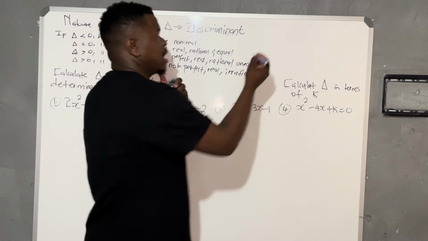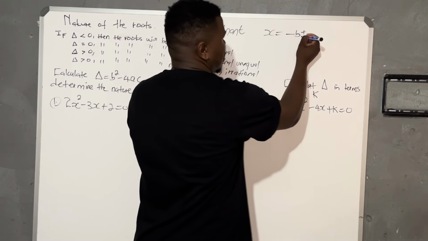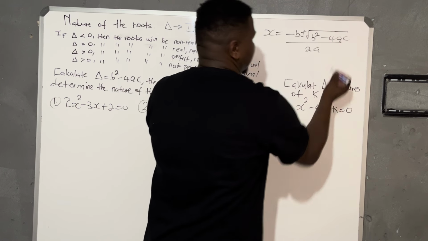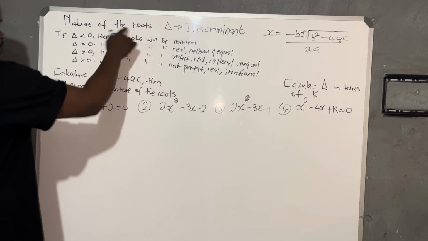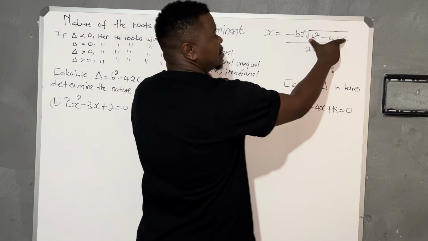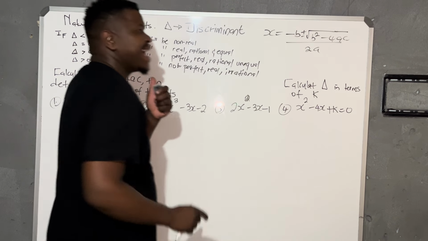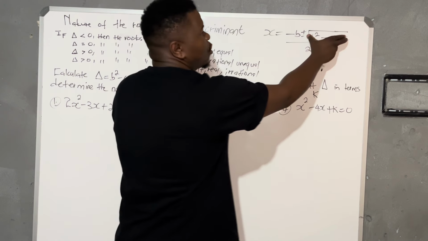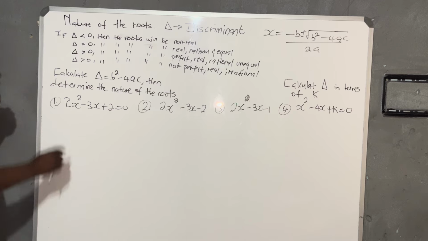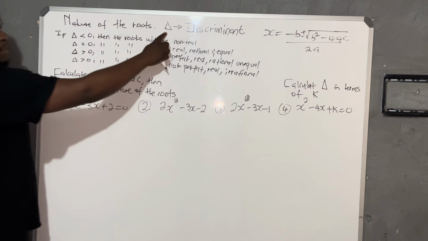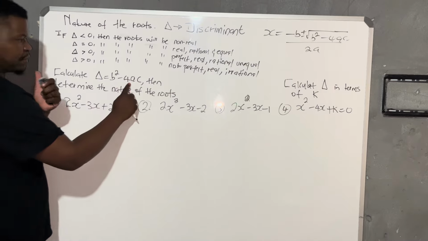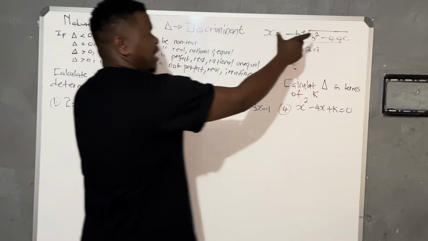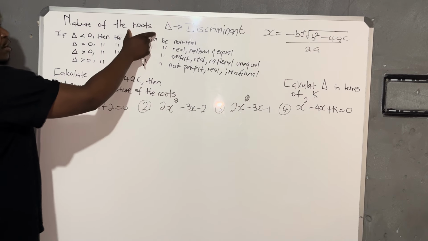Like, check. According to the quadratic formula, nature of the roots, we only take that part that is within the square root, hence nature of the roots. We're only interested in this portion inside the root. So hence we say the formula for the discriminant is equal to b squared minus 4ac. You can see that this is similar to that, hence nature of the roots.